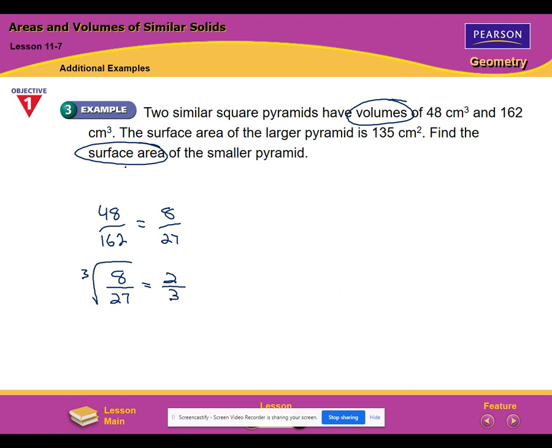They did say find the surface area of the smaller pyramid, given that the larger one's is 135. So now what we need to do is take this to level 2. Take 2/3 and square it.